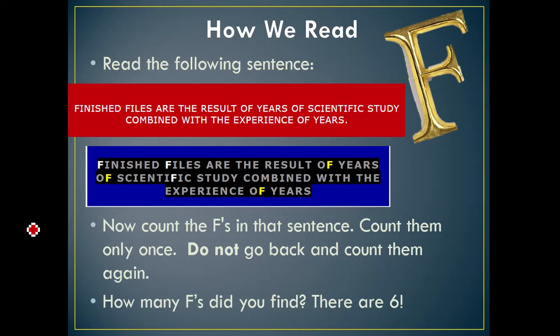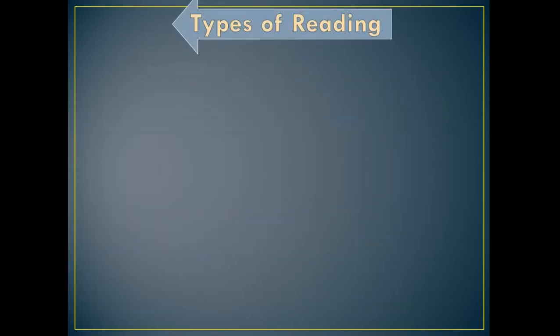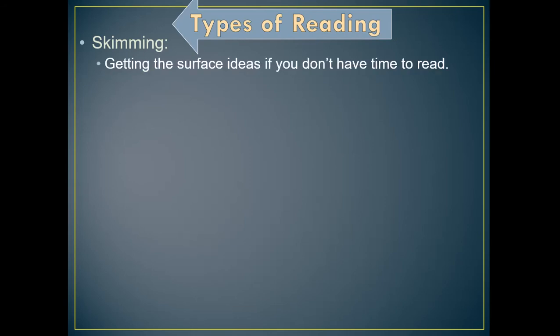So let's talk about what we can do instead. The types of reading are skimming. That's where we get the surface ideas if we don't have time to read. And it's not a bad reading strategy in certain situations. So let's say that your instructor has assigned you a chapter, but they say also this other chapter would be helpful in understanding these concepts. Well, you might have to read the thing that they gave you a little bit more deeply, but the optional reading you could just skim through, and we'll talk about how to do that more effectively.